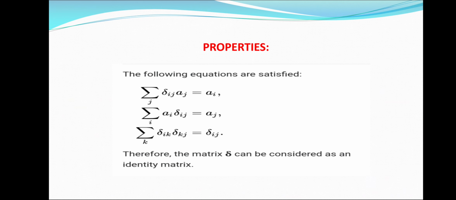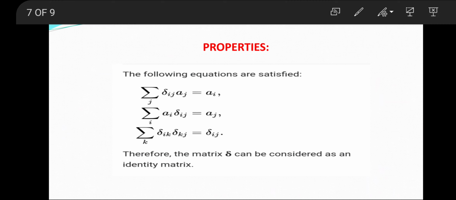So this delta ij has certain properties. The following equations are satisfied, which is summation j delta ij a_j equal to a_i. So these are properties which the Kronecker delta function satisfies. Considering its properties, the first one is summation j delta ij a_j equal to a_i.